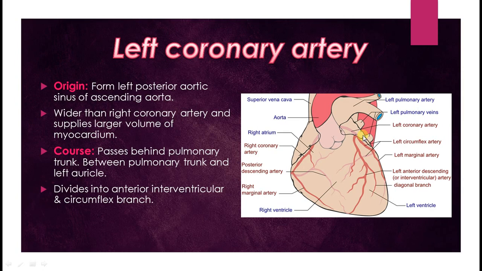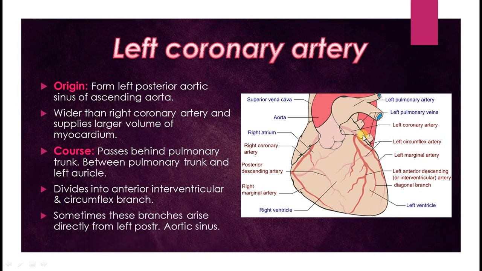Not only that, the trunk of the left coronary artery, the main trunk, does not give any significant branches. Sometimes these two arteries might arise directly from the left posterior aortic sinus. Instead of the left coronary dividing into two, they might arise from their origin itself as two separate branches.